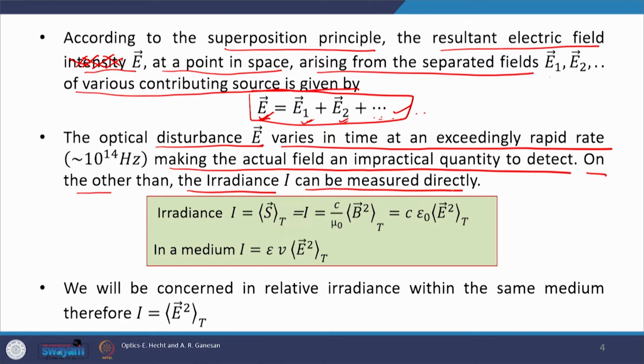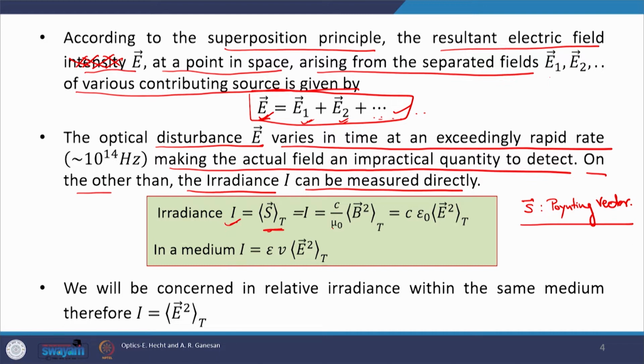Then people may ask, what is irradiance? It is a synonym of intensity, and how is it defined? Irradiance is defined as the time averaged Poynting vector. This S is nothing but the Poynting vector, which people study in electromagnetic theory. If you take the time average of the Poynting vector, then we get irradiance or intensity.